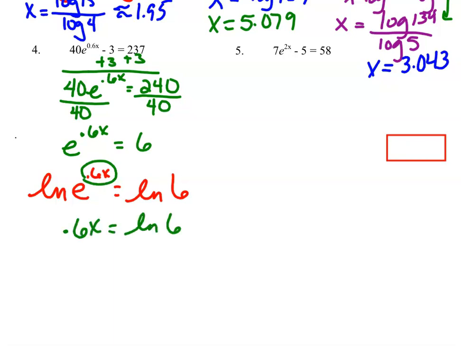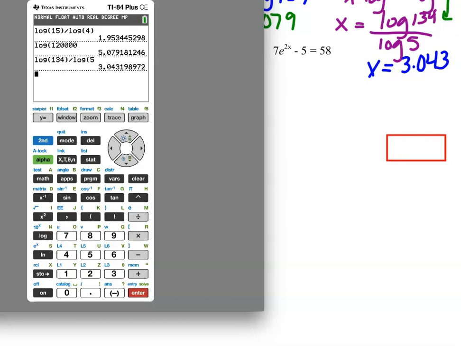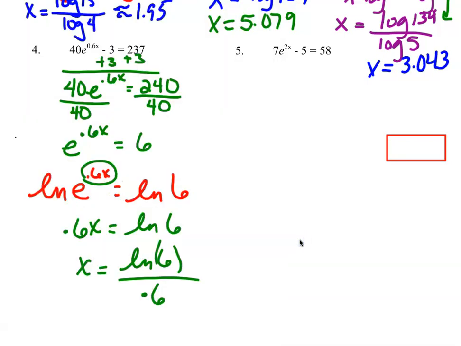So to get our answer to this one now, we're going to have to take the natural log of 6. We'll let the calculator figure out what that is. And then we're just going to divide out that 0.6. So natural log of 6, close off your parenthesis, and you're dividing just by a plain 0.6. So we end up with 2.986. All right, go ahead and pause the recording and try this last one.